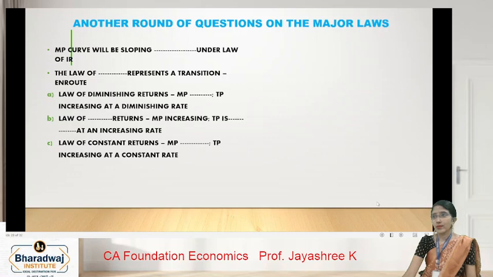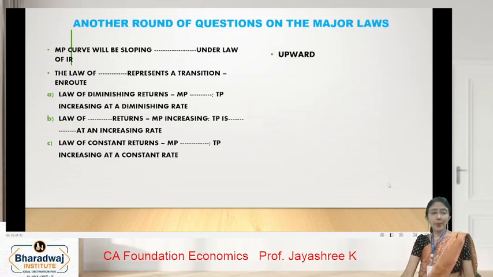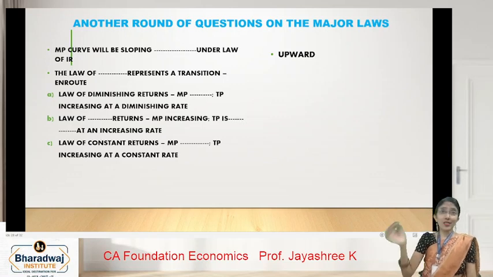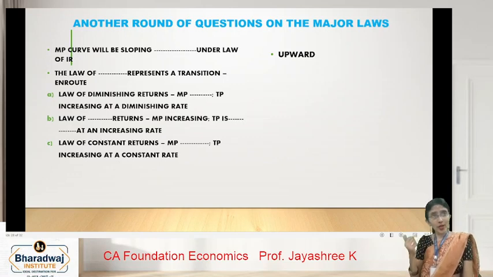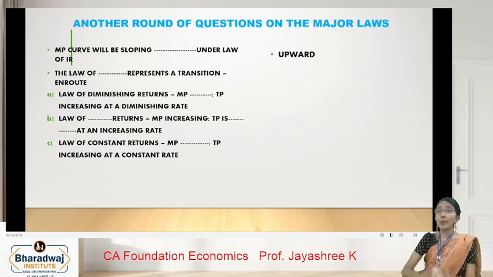Isn't it? Yes. Okay, now let's get into this. MP curve will be sloping upward under law of increasing returns. My dear students, instead of telling that as numbers, MP will be increasing under increasing returns to scale, they are giving you the term sloping upward. Instead of numbers, in graphical form, they are giving you this. The curve will be going up, MP curve. Can you note this type of question? How many of you got it correct?